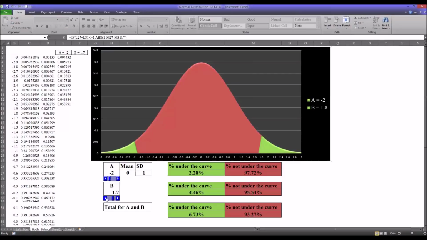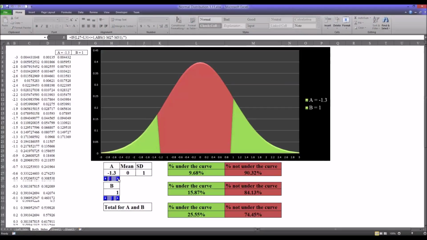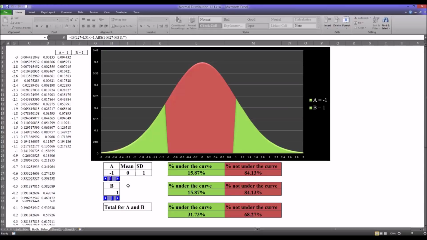As we move the b value down to 1 standard deviation, or a z-score of 1, and move a up to negative 1 standard deviation, or z equals negative 1, you can see now that it's roughly 16% on each side, so almost 32% is under the curve. The scores, 32% of the scores are under the curve, and a little bit more than 68% is represented as not under the curve, which is consistent with what we know about the standard normal distribution, in that 68% of the scores fall between negative 1 and 1 z. And here you can just see it graphically.